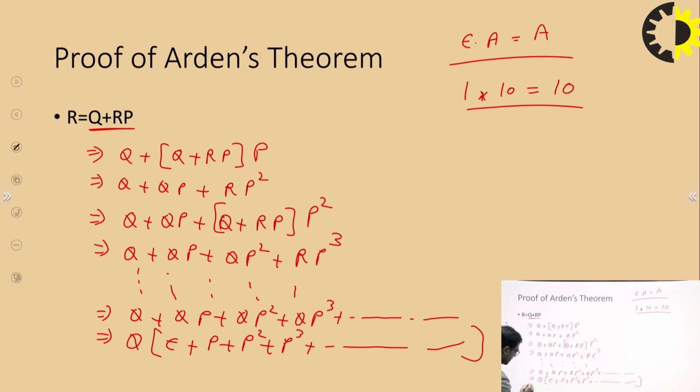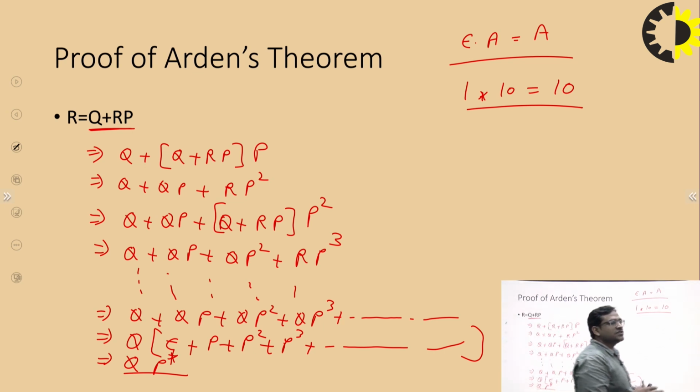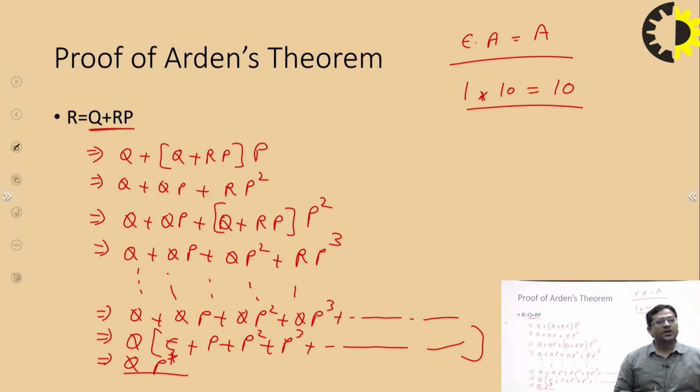So what is this? This is basically QP star. You can just prove that if an expression is R is equal to Q plus RP, then the solution is R is equal to QP star. So this is the way you can prove the Arden theorem. Got my point?